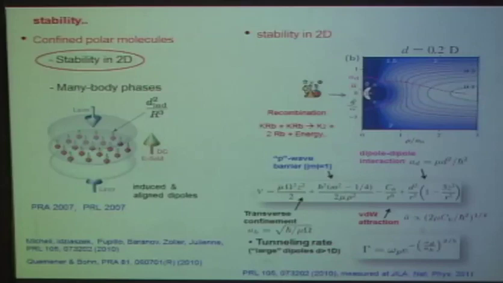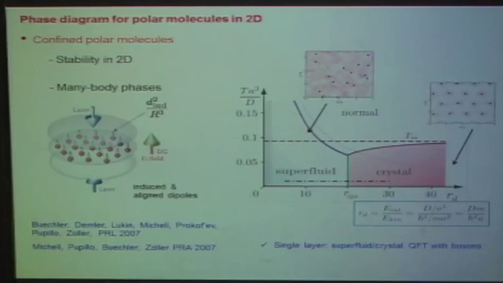Okay, I said that, then the next thing, actually our goal also today, is to do many-body physics. And so the next thing is to study what kind of phenomena one can have with the interacting dipoles. For example, in two dimensions, one thing we were looking at a few years ago was the possibility of having a superfluid to crystal quantum phase transition.